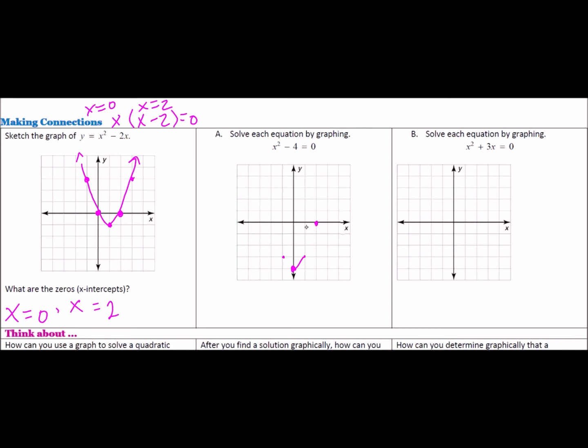So here's where my first 0 is going to be. The other one's going to be negative. So my x's are going to be at x equals a positive 2 and a negative 2.